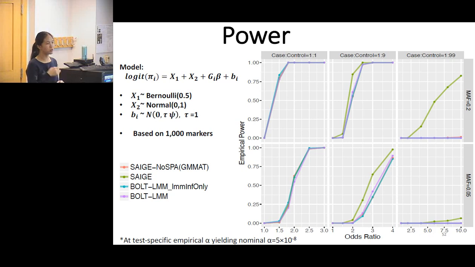Here the tests are not done at a fixed p-value cutoff. We use different empirical p-value cutoffs, corresponding to a type 1 error rate of 5 times 10 to the negative 8. The main reason is that for the other two methods, because of the inflated type 1 error rates, their significance cutoff is more stringent than SAIGE's.